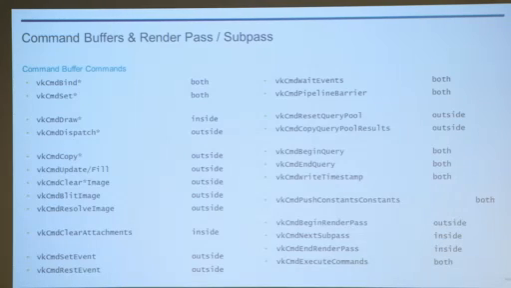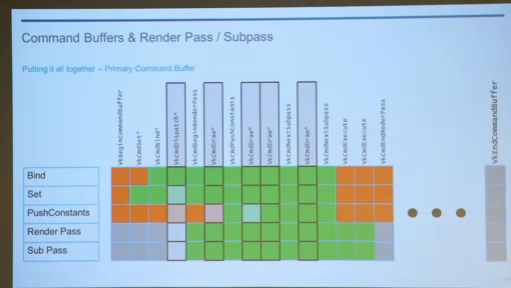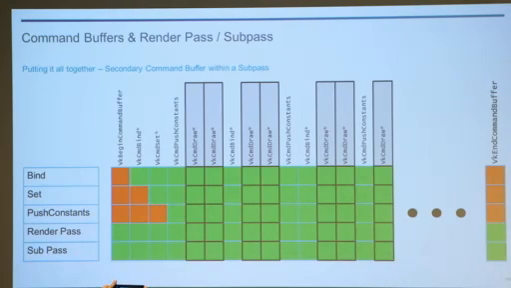Push constants could go both. And then finally, the obvious thing is you could begin a render pass outside the render pass. You can do next subpass and end a render pass inside, and you can execute in both. Putting it all together, here's a primary command buffer executing and undefining and redefining its state. And then here's a secondary command buffer that's being executed from that primary command buffer within the render passes.